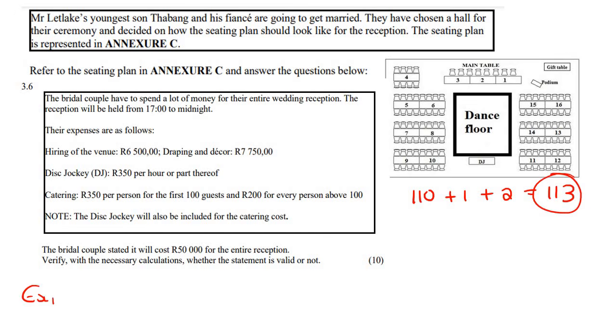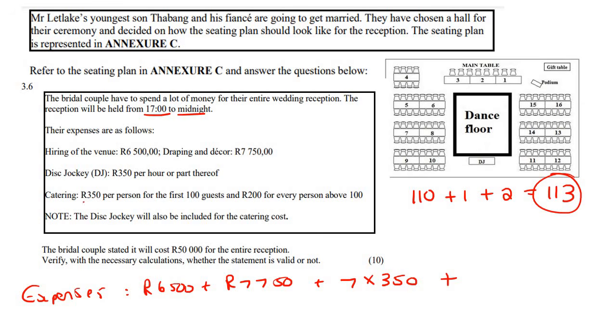So the different expenses are going to be the hiring of the venue, the draping and decor, the disc jockey, 350 Rand per hour. Okay, so if you're going from 5 o'clock until midnight, you can work that out for yourself, but that's 7 hours. This guy gets paid 350 per hour.